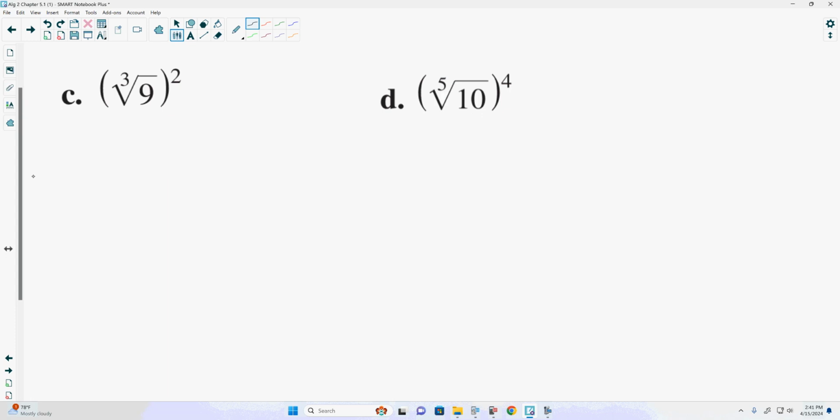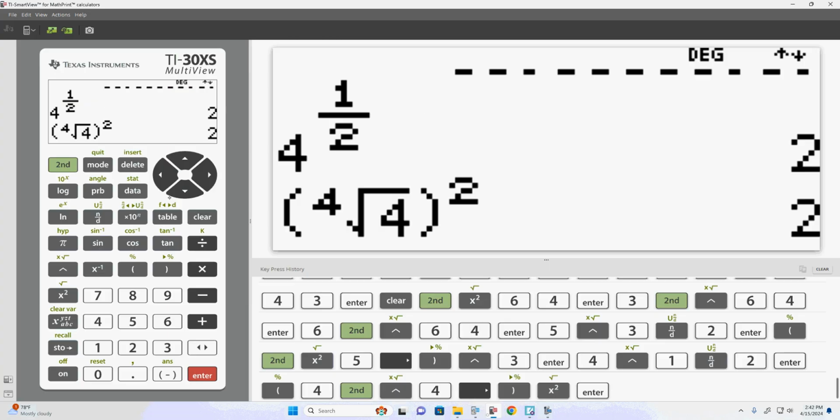Let's look at C. The cube root of 9 squared. Well, the cube root of 9 we can rewrite as 9 to the 1/3. Now our 9 to the 1/3 squared would be 9 to the 2/3. Powers of powers multiply.